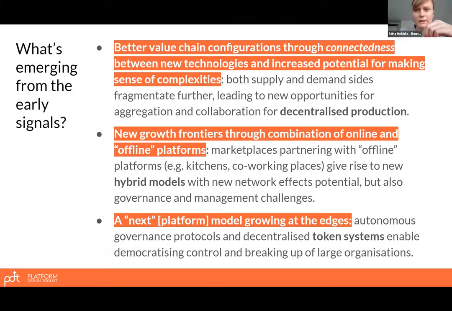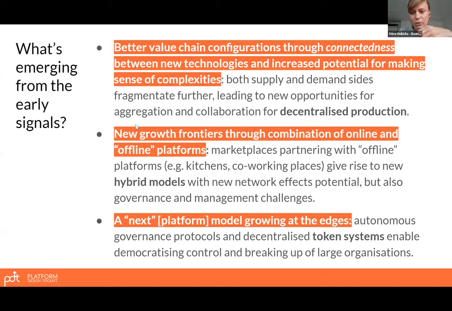The first question was on the social technological impacts, and we had five responses. We will share all the details, but some of the headlines we found were that new technologies are more and more interconnected. This allows for new opportunities for further fragmentation and, on the other end, aggregation and collaboration for decentralized production across devices, technologies and objects. This also means new growth opportunities through the combination of online and offline platforms, for example co-working spaces, and this gives rise to new hybrid models that can create additional network effects, but also new challenges for governance and management of platforms.